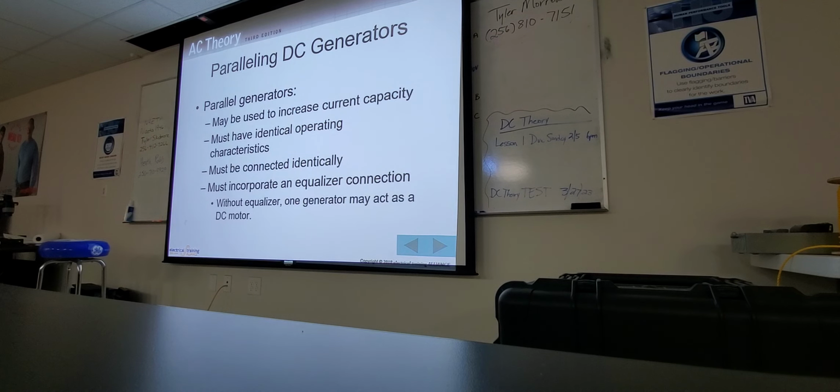Parallel DC generators may be used to increase the current capacity. They must have identical operating characteristics, must be connected identically, and must incorporate an equalizer connection. Without an equalizer, one generator may act as a DC motor.